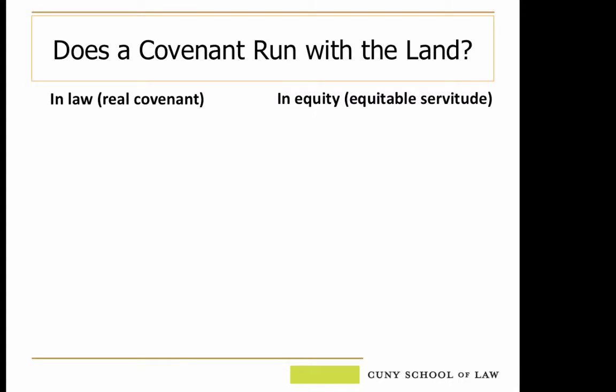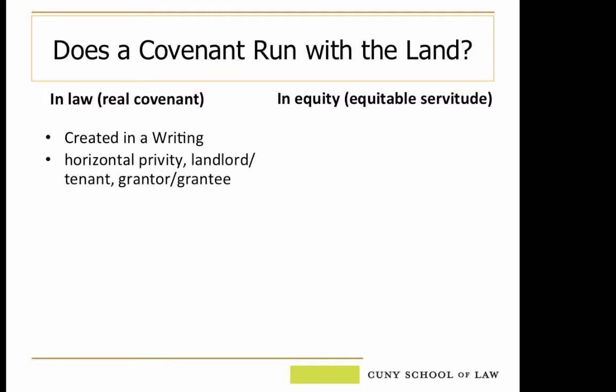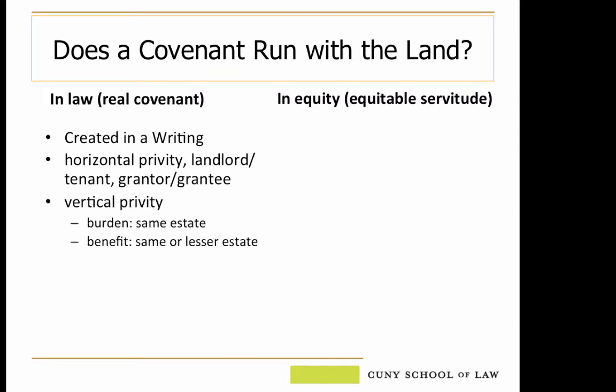If a covenant meets the elements required by law, the consequence is that it runs with the land. In other words, later property owners are bound by the covenant and later owners can enforce it. To run with the land, a covenant must be created in a writing. The original parties must have been in horizontal privity with each other, and the current owners must be in vertical privity with the original parties.